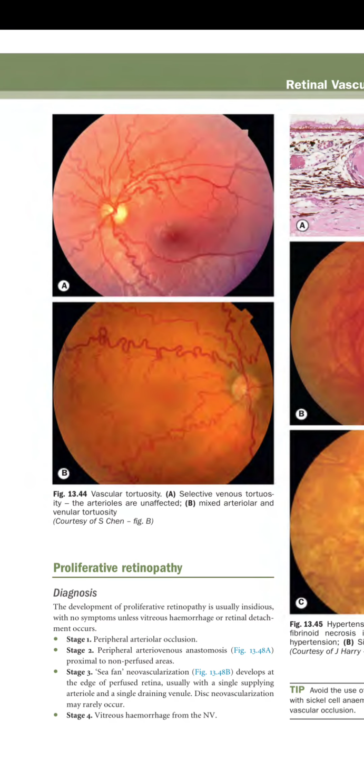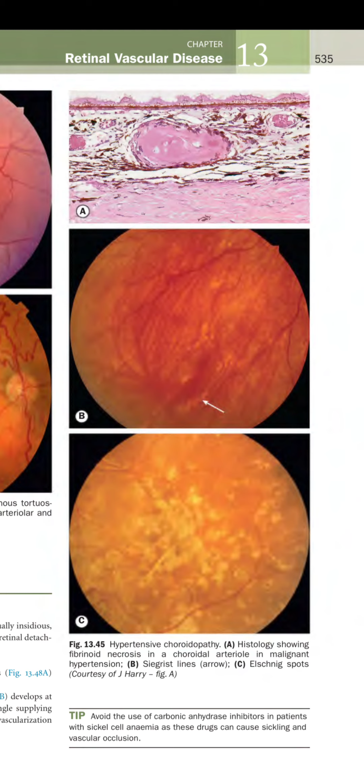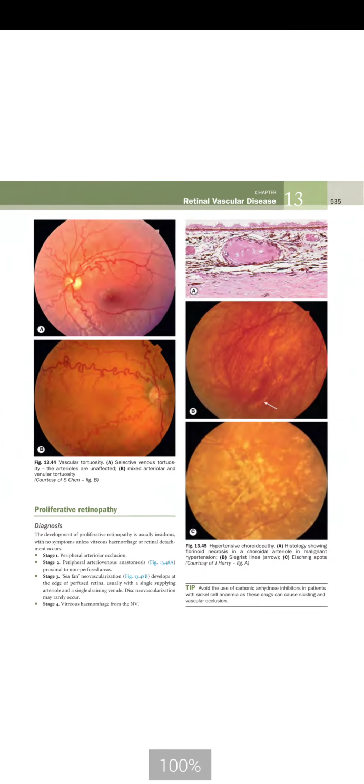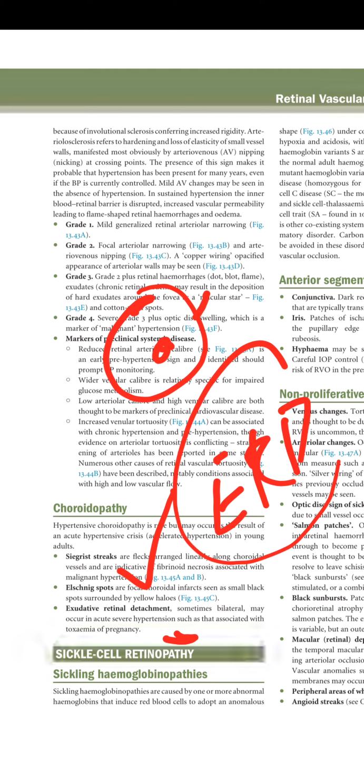Let's see figure 13.45. A is showing selective venous tortuosity; the arterioles are unaffected. B is showing mixed arteriolar and venous tortuosity. This is showing hypertensive choroidopathy. A is histology showing fibrinoid necrosis, a liquefied necrosis in the choroidal arterioles in malignant hypertension. This is a Siegrist streak, the whitish fleck shapes along the choroidal vessels, showing the fibrinoid necrosis. And this is an Elschnig spot, which is a whitish spot in the choroid. Elschnig spots are focal choroidal infarcts seen as small black spots surrounded by a yellow halo. Exudative retinal detachment, sometimes bilateral, may occur in acute severe hypertension such as that associated with toxemia of pregnancy. So ERD can also occur in hypertensive retinopathy.